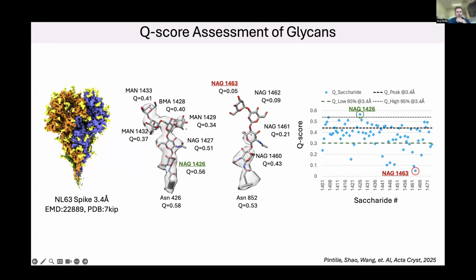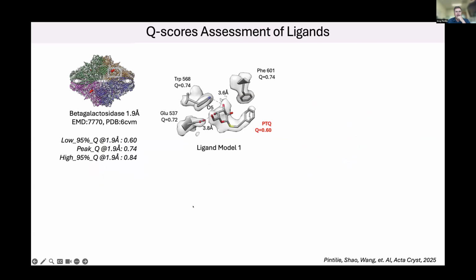It can also be applied to other atom groups such as glycans. So here you can plot per-glycan Q-scores. And you can see that you get reasonable Q-scores when the glycan is resolved and poorer Q-scores when they're not resolved. And also something more interesting is when we look at ligands.